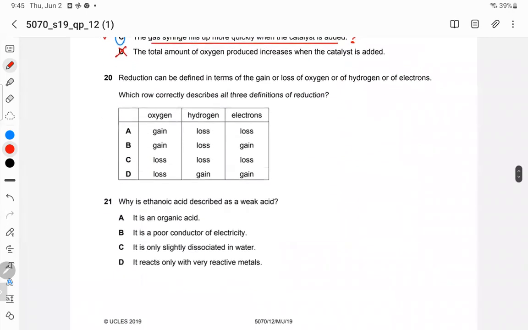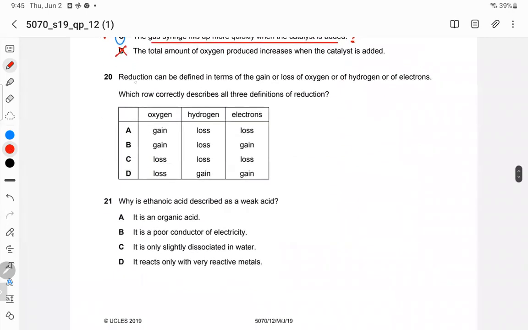Question number 20. Reduction can be defined in terms of gain or loss of oxygen, or of hydrogen, or of electrons. Which row correctly describes all three definitions of reduction? They are talking about reduction. So we know in reduction, oxygen is lost. Let me check. So A and B go wrong.